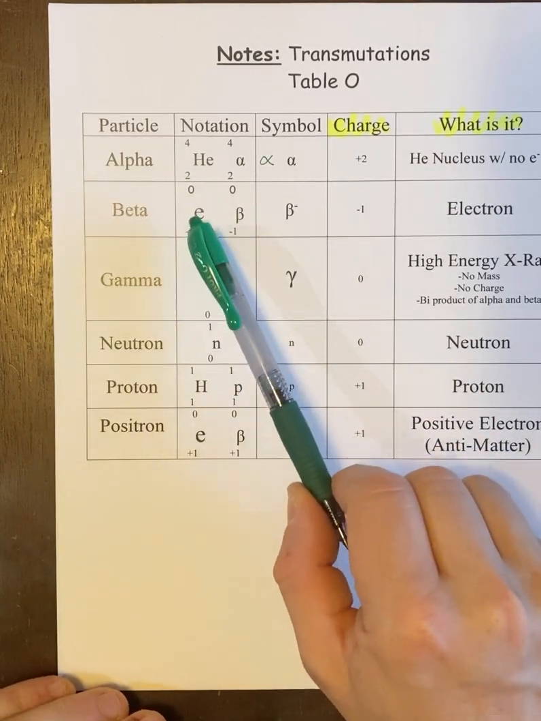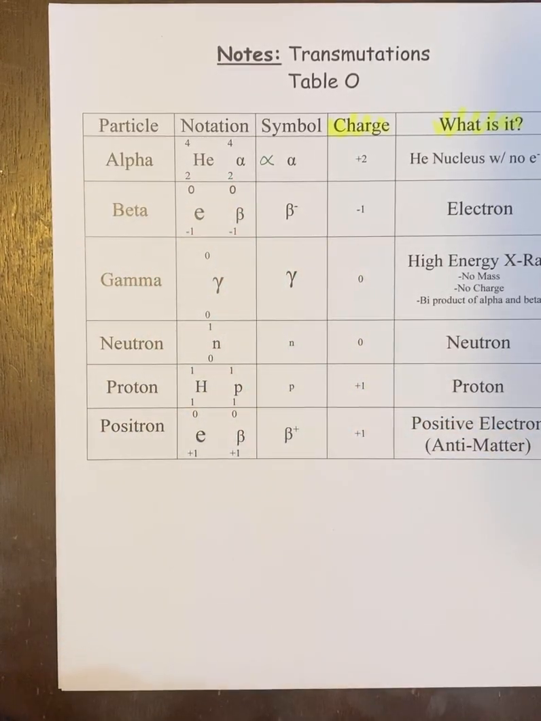Beta, what is it? Well, you could use 0 -1 e or 0 -1 with this weird looking B, which is the Greek letter beta. It's an electron. It's an electron that gets shot out of the nucleus. Yes, you heard that right. I can explain more of that later on.